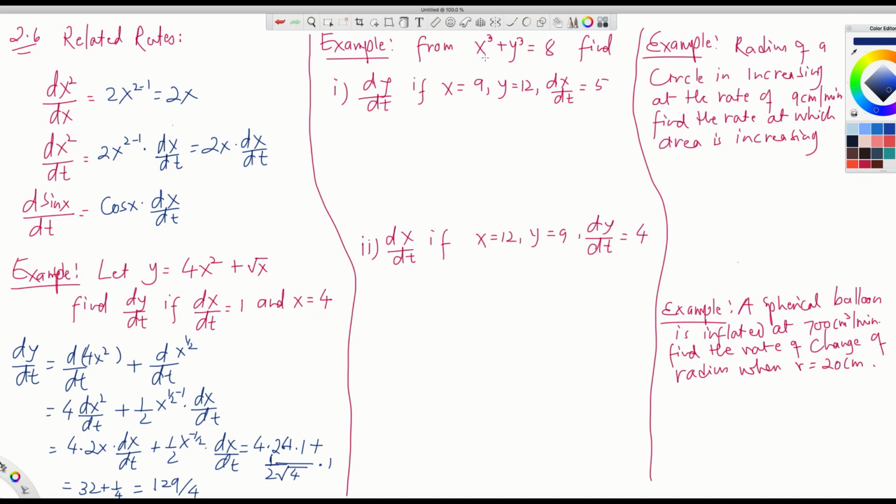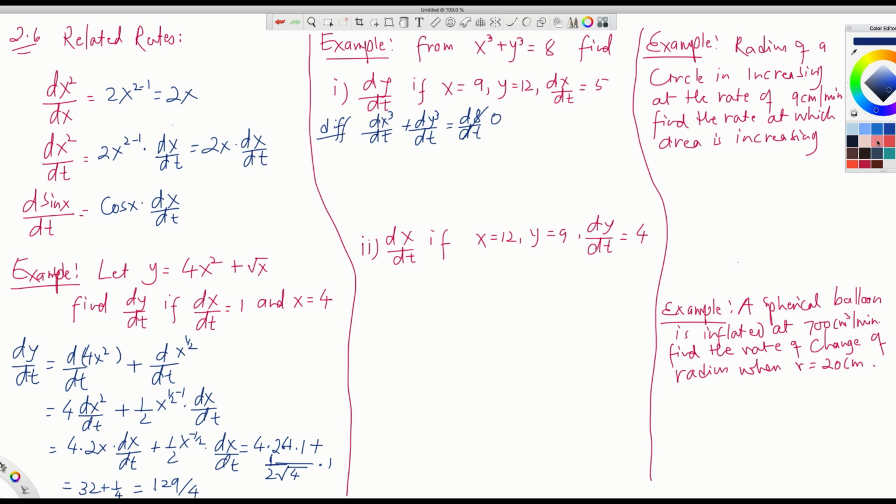Okay, let us do this problem. From the equation x cubed plus y cubed equals 8, find dy over dt if x equals 9, y equals 12, and dx over dt is 5. Let's do that. Let us find the derivative. If you differentiate with respect to t, you will get dx cubed over dt plus dy cubed over dt equals d8 over dt, but this will be 0. You see that this term is basically 0.